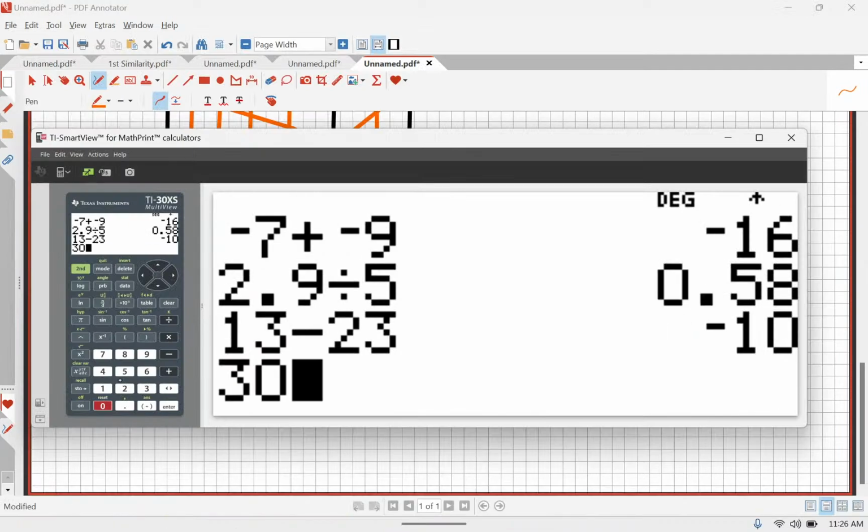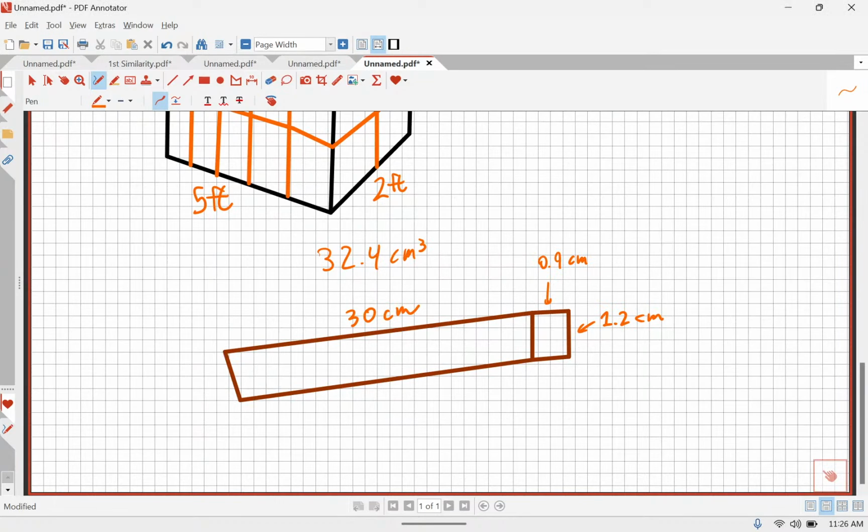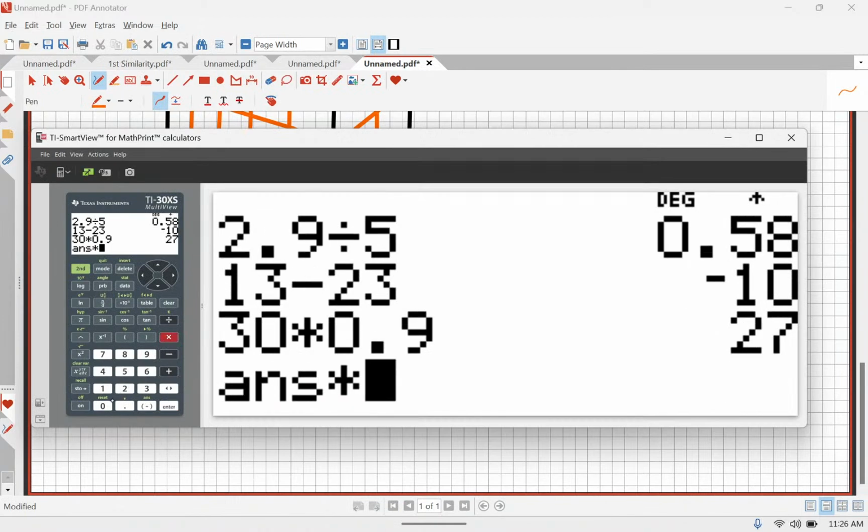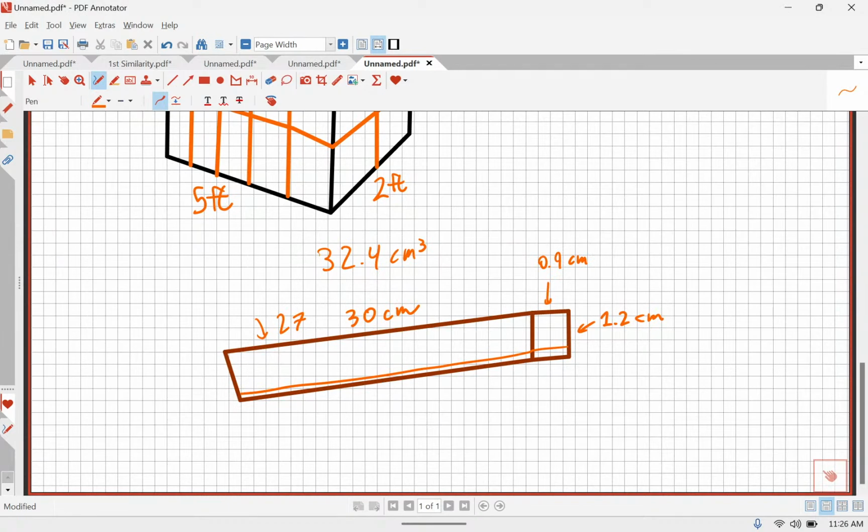Yeah, 30 times 0.9. That's an interesting one to start with, because the 30 times 0.9 means that there are 27 squares on the top. And then there's 1.2 layers, right? So there would be 27 squares and then also 0.2 by 27 squares there. So that would be times 1.2. 32.4, yeah, 32.4 centimeters cubed. Great. That's how many cubes fit in that.